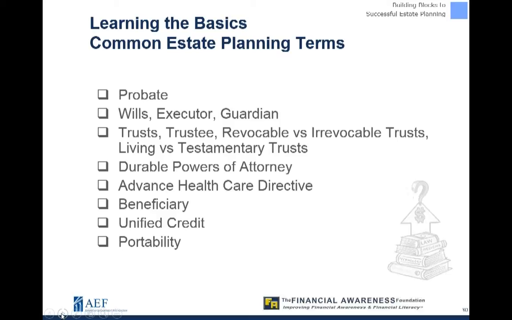And a guardian is often designated in a will so that if the decedent, again, the person that died, has minor children, in Ohio less than 18 years of age, then the will designates who will raise those children and make decisions for them since the parent has died.